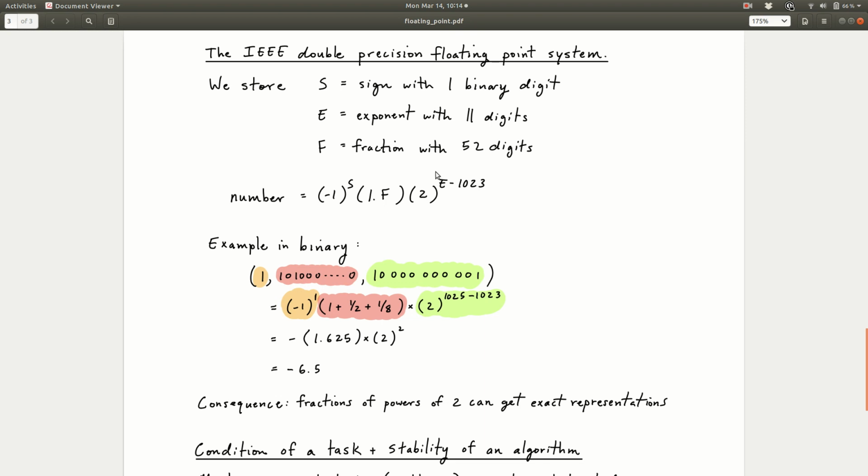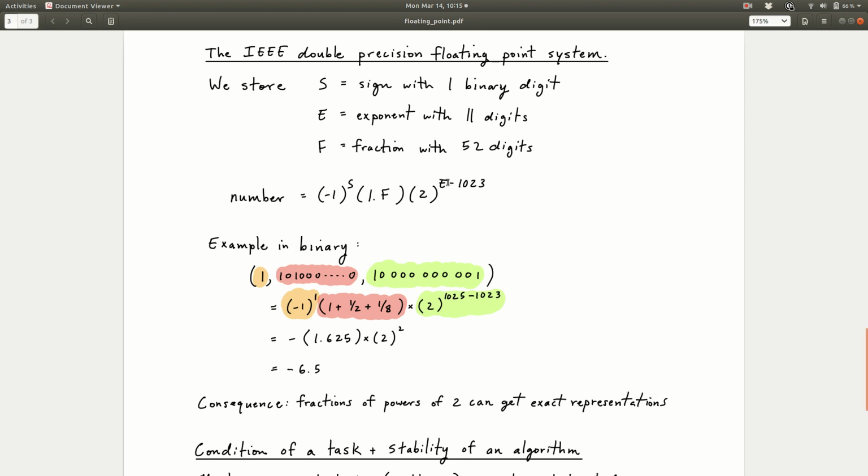And then the fraction. So the fraction is represented with 52 binary digits. And just like with scientific notation, we always assume that the number is bigger than 1. So we actually don't need to store the first 1, and we only store the 52 binary digits after the point. So this part of the number is going to be 1 plus something times 2 to the minus 1 plus something times 2 to the minus 2. We'll see an example in just a second. Now, if you'll notice, this thing I've written down is a bit of a mess because I'm kind of mixing up binary representations with decimal ones.